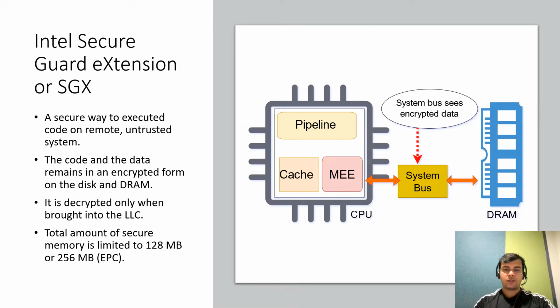Intel SGX allows an application to be executed securely on a remote untrusted system in a region called enclave. The data and the code remain in encrypted form on the disk and the DRAM, and are only decrypted when brought to the chip. For this purpose, a portion of DRAM is reserved for SGX use and is called EPC, Enclave Page Cache. The size of the EPC is limited to 128 MB and 256 MB in the current version of SGX.